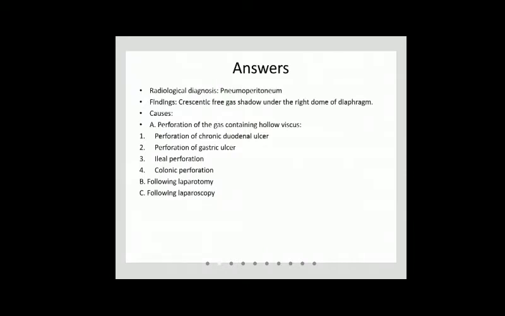Do you have any question regarding pneumoperitoneum? Any question regarding pneumoperitoneum? Sir, which IV antibiotics should we give? Sir, in management, what is the choice of intravenous antibiotics? The choice of antibiotic is a broad spectrum IV antibiotic that covers gram positive as well as gram negative organisms, a second generation or third generation cephalosporin.